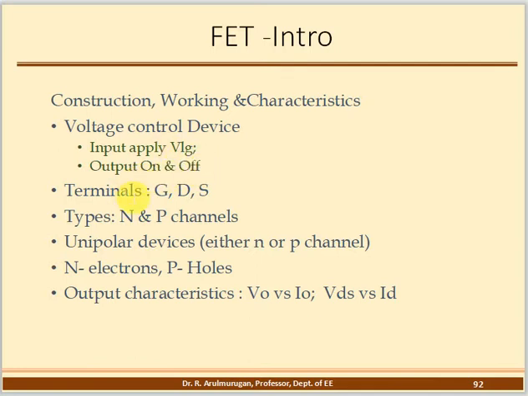Terminal wise, there are three terminals: gate, drain, and source. The types of FET are the N-channel FET and the P-channel FET, two types of channels. N is for electrons and P is for holes. It is a unipolar device, so either the N or P channel is working at a time. Output characteristics are very simple: output voltage versus output current. The output voltage is VDS across these two points, and the output current is ID. So that is about that.